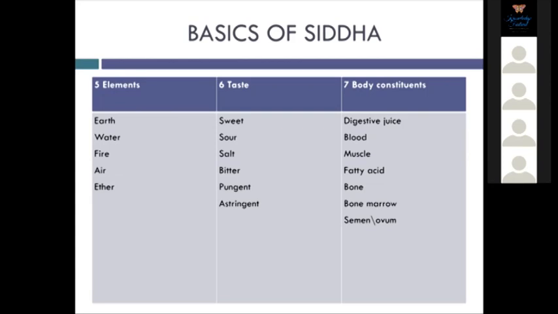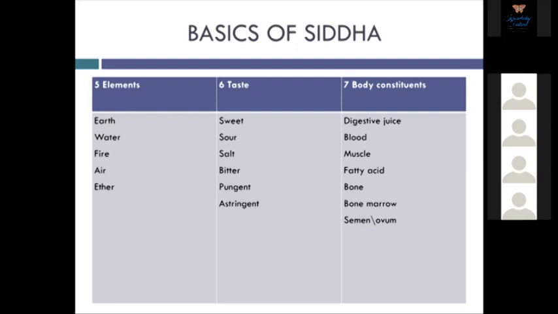So the imbalance in these body constituents is cured by the 6 primary states, with the 5 element theory. I hope you can understand what I'm saying. I'll repeat it again. The imbalance in the 7 body constituents is cured by the 6 primary states with the 5 element theory. Okay, the next slide, please.